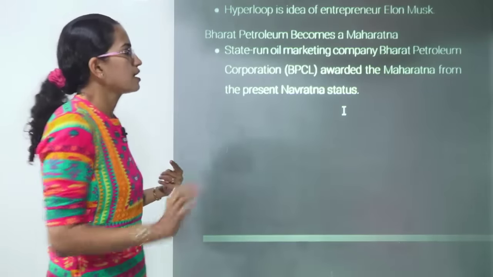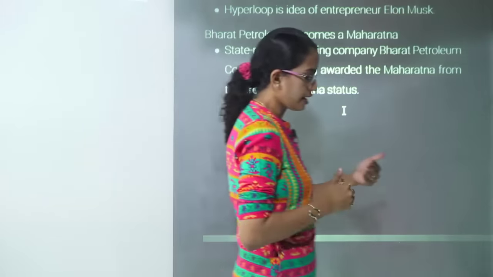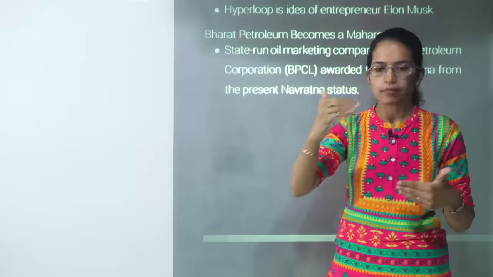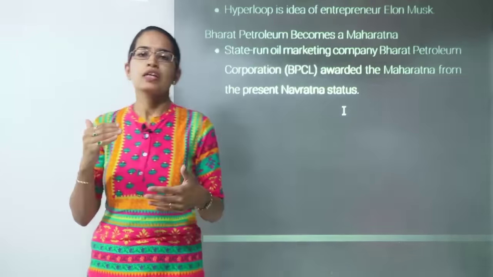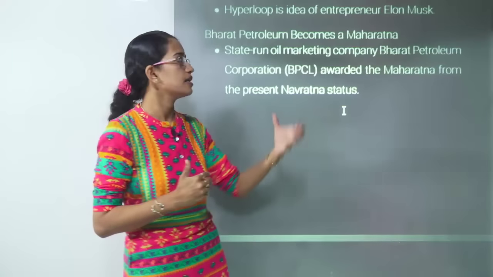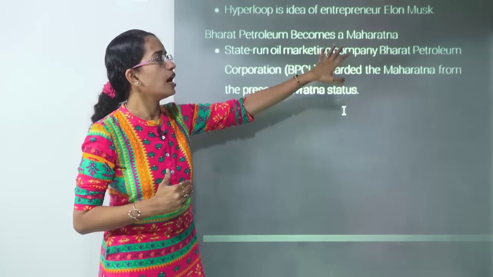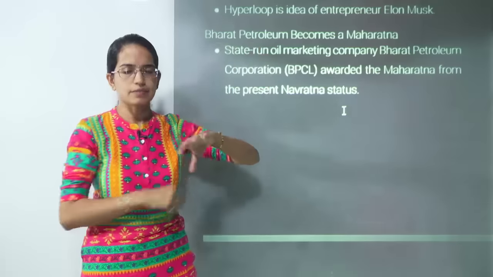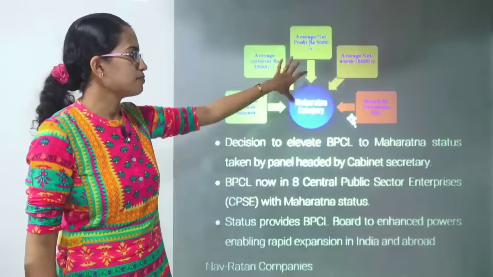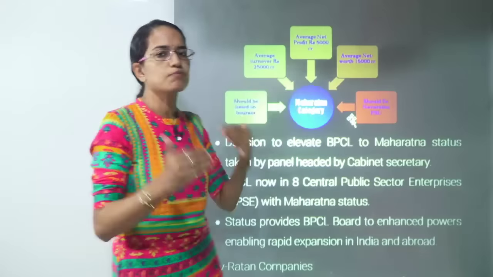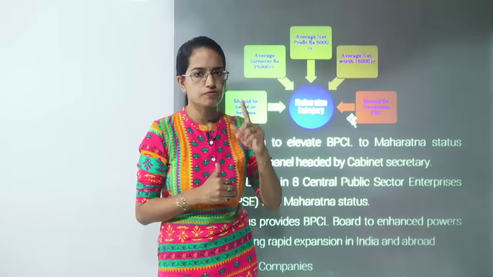The next is Maharatna. Under the levels of government companies, we talk about Mini Ratna, Navratna and Maharatna. So far we had 7 Maharatna, and Bharat Petroleum has now been declared a Maharatna. What are the characteristics to match to a Maharatna company? The company should be a Navratna company in the first stake.